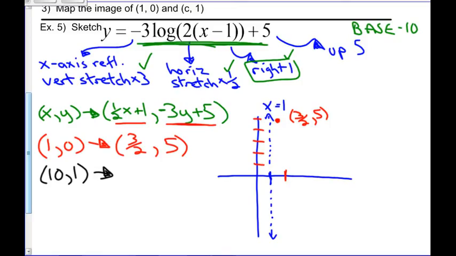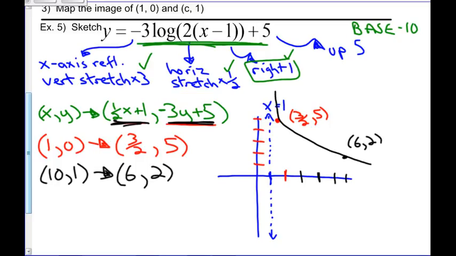Okay, let's see what happens. If I put 10 in for x over here, I'll get a half times 10 is 5, plus 1 makes 6. If I put in 1 for y, I'll get negative 3 plus 5, which is 2. So the point 6, 2 should be on here. 4, 5, 6, 2. And then I just connect them, paying attention to my vertical asymptote.